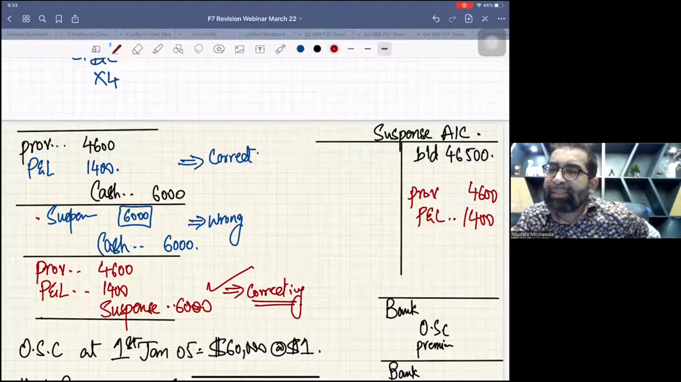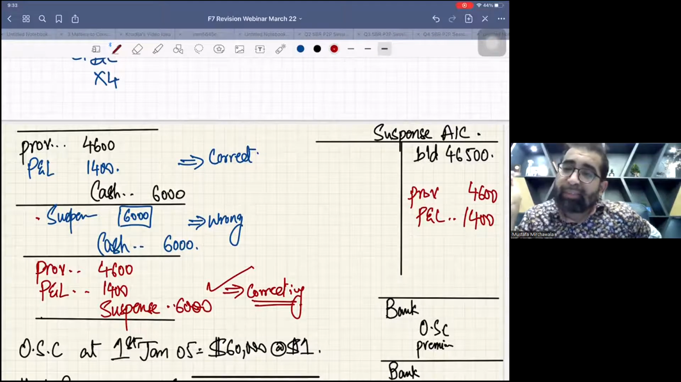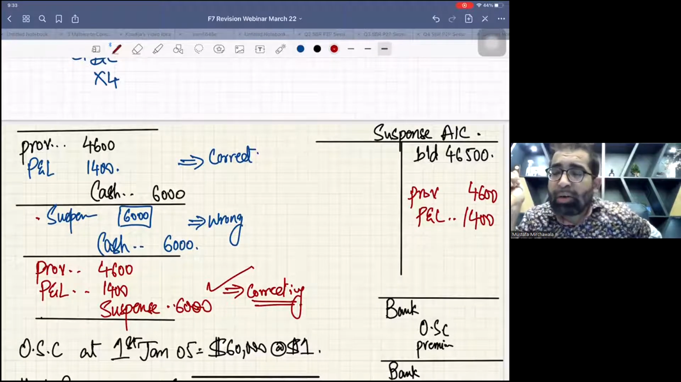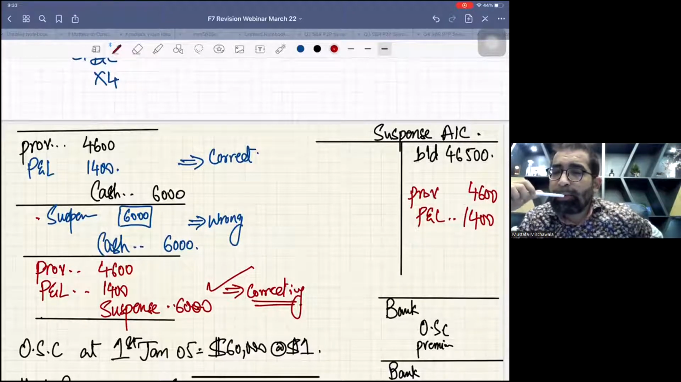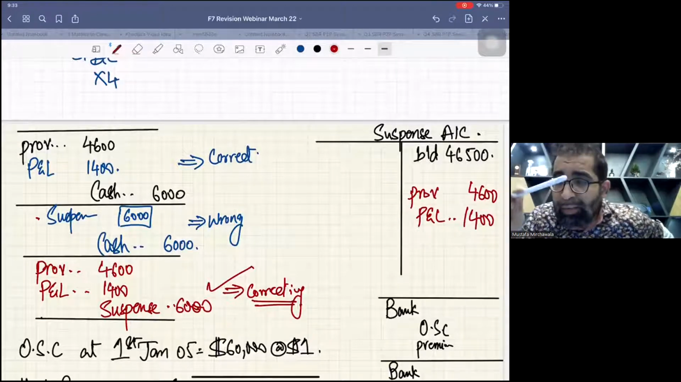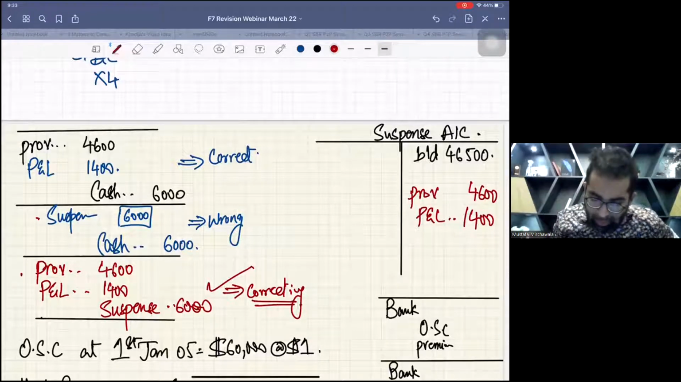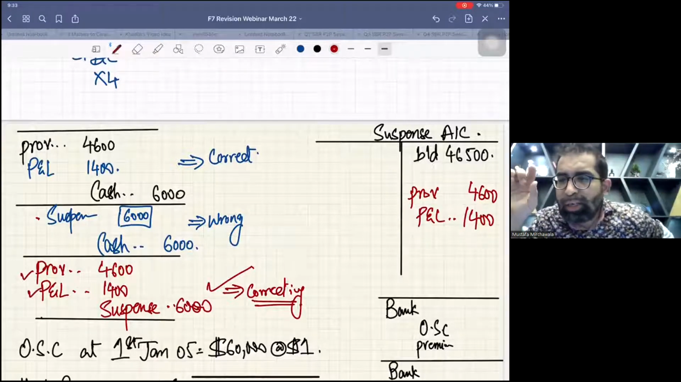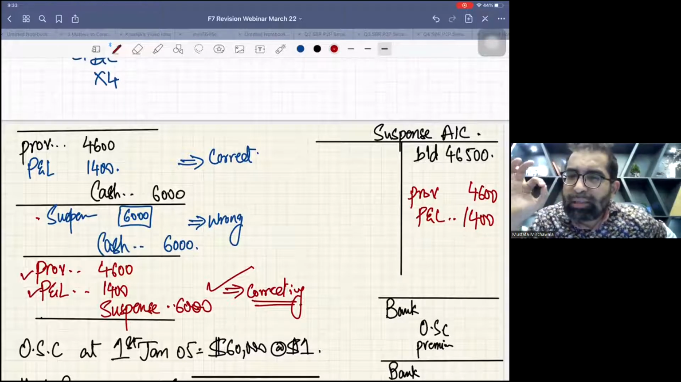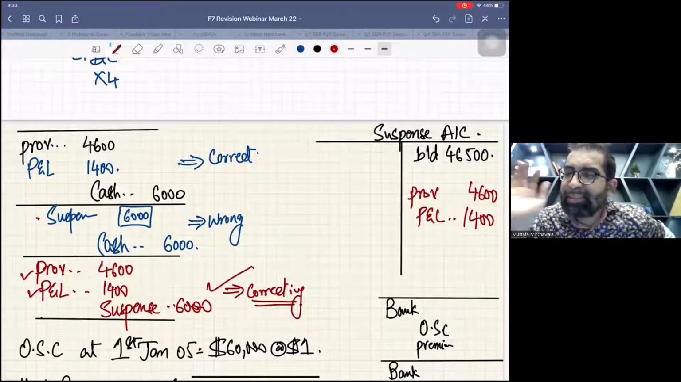Now, as a student, you may ask, sir, the suspense account is still not closed. Students, don't worry about it. I will handle this suspense account. You just treat on the main things and these two entries, one and two. That's it. And the special thing is you just have to book 1,400 in admin expenses. That's it.